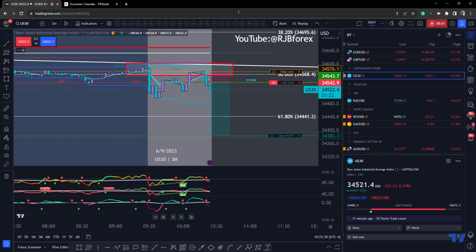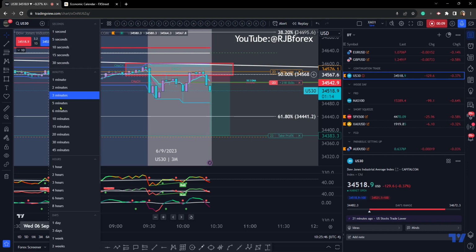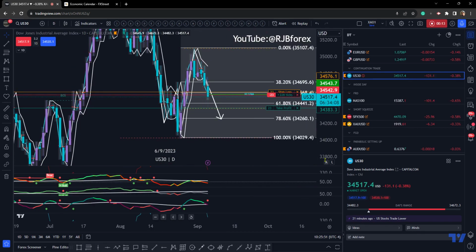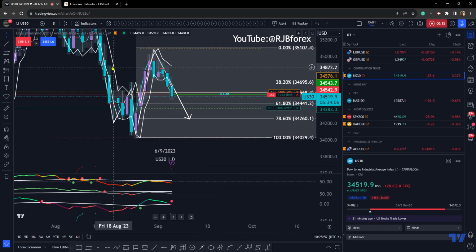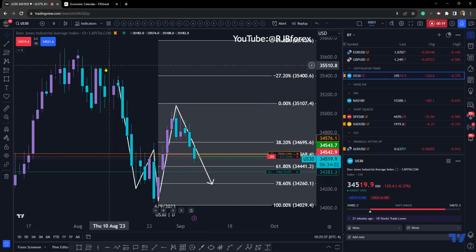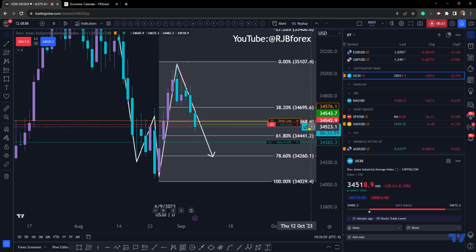So a brief description as to why short US30. In the meeting, we talked about the W formation, if you recall. Let me put it to a clean chart. So there's the W formation. We were talking about a target to the 61.8.